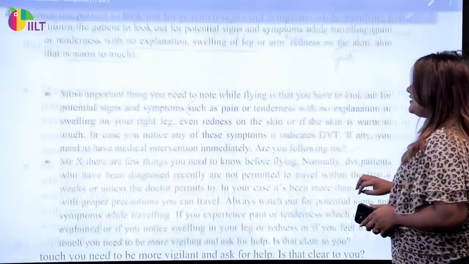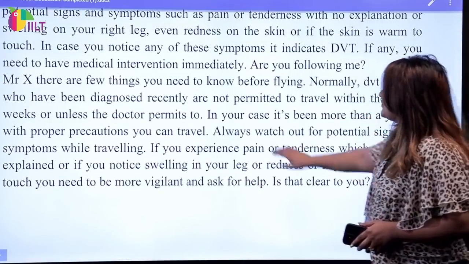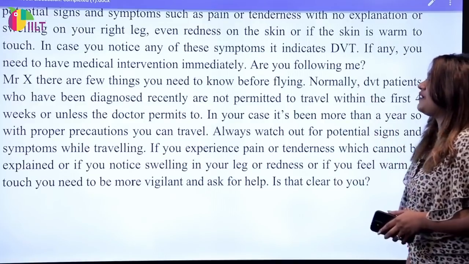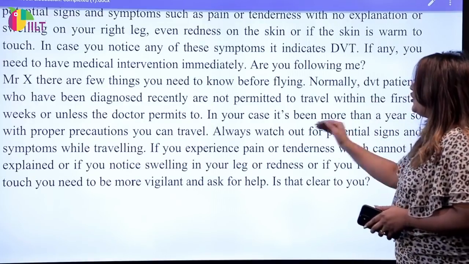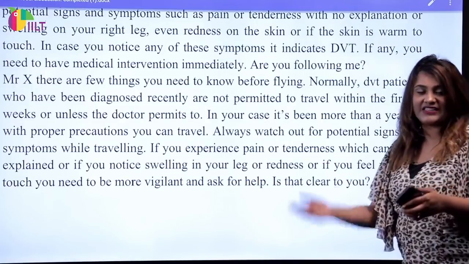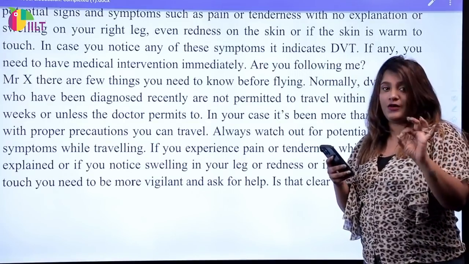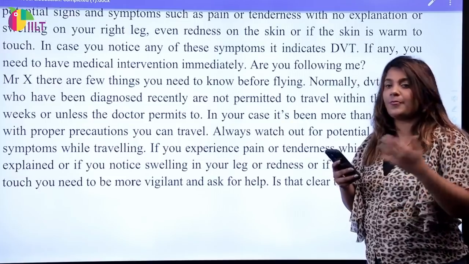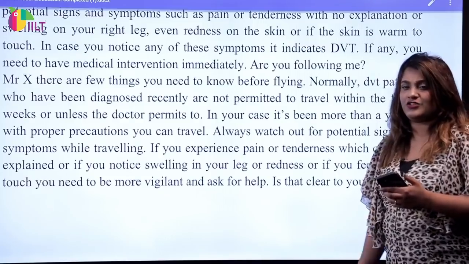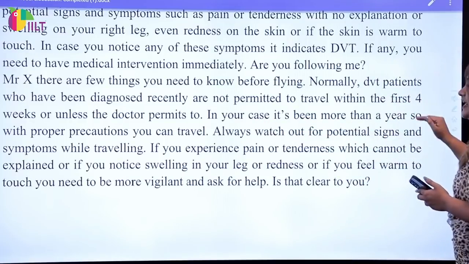Now let's look into a little more complicated way of doing it. Okay, Mr. X, there are a few things you need to know before flying. Normally, DVT patients who have been diagnosed recently are not permitted to travel within the first 4 weeks or unless the doctor permits it. Extra information. If you know additional detail which is not given in the bracket and you're sure about it, then you can use it, okay? Then I'm feeling like, yeah, for the first 4 weeks they can't travel, so I'm using the same information there. In your case, it's been more than a year.